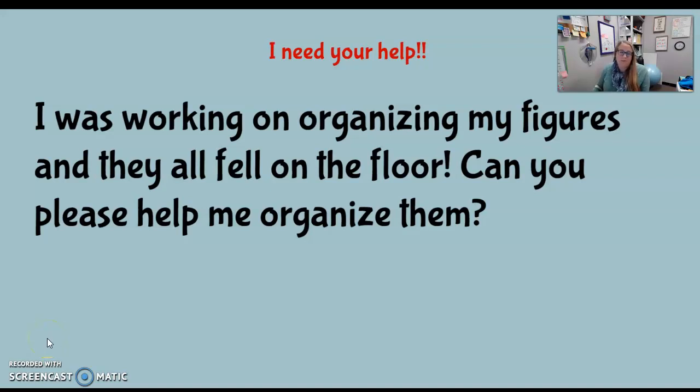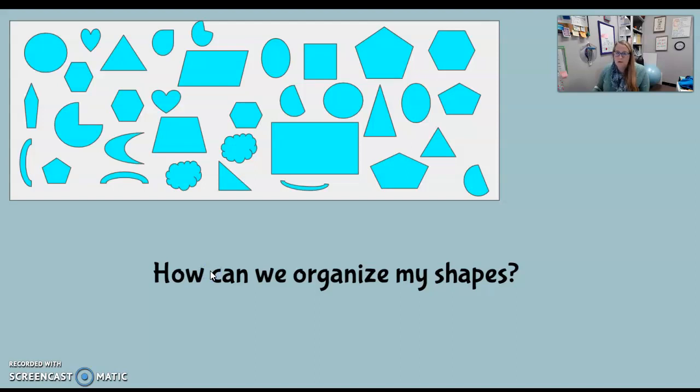I need your help. I was working on organizing my figures and they all fell on the floor. Can you please help me organize them? Here are all my figures that fell. How can we organize my shapes?